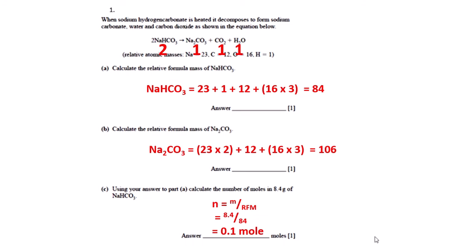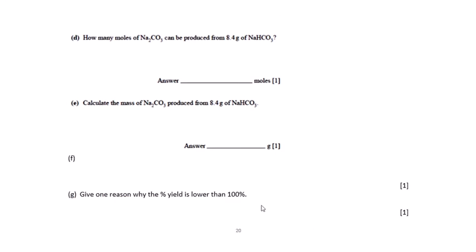So you'll see the first 3 parts they've guided you through. They've got you to work out the equation, has told you the ratios. They've got you to work out the relative formula masses. And there we've got the number of moles. Now, when we come to the next part, it then says how many moles of sodium carbonate can be produced from this 8.4 grams of sodium hydrogen carbonate. Now, I've put back up on the screen, you have it at the top of your page, there's our ratios. So we'd already worked out that there was 0.1 mole of this. And what it's saying is, if you've got 0.1 mole of this, how many moles of this can you produce?